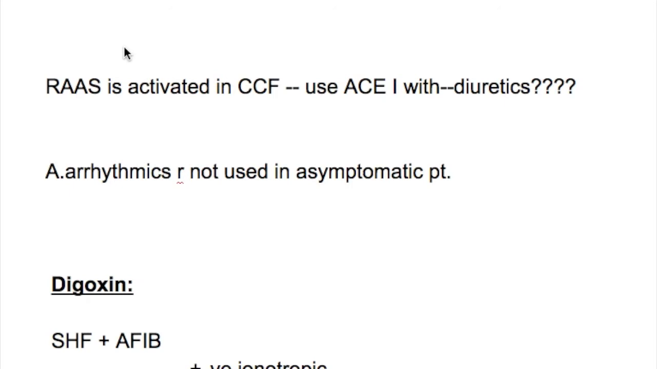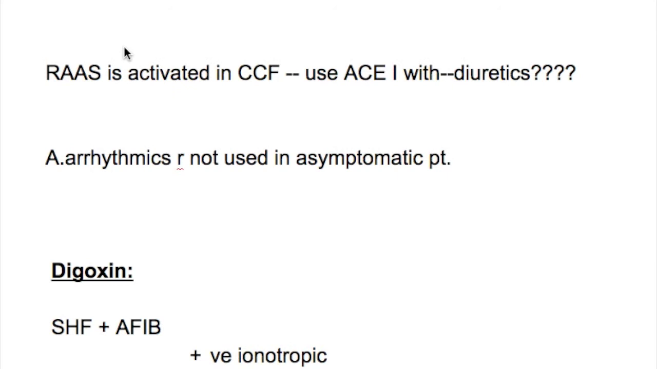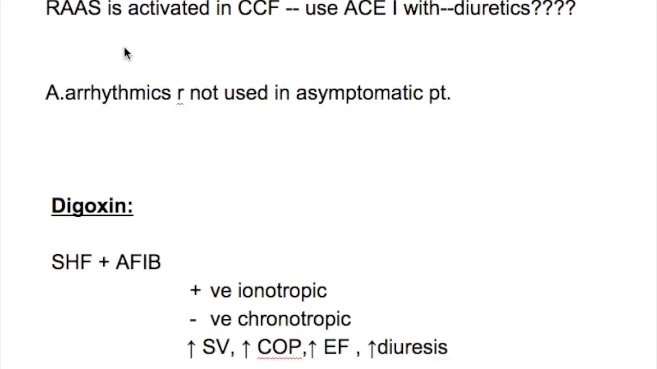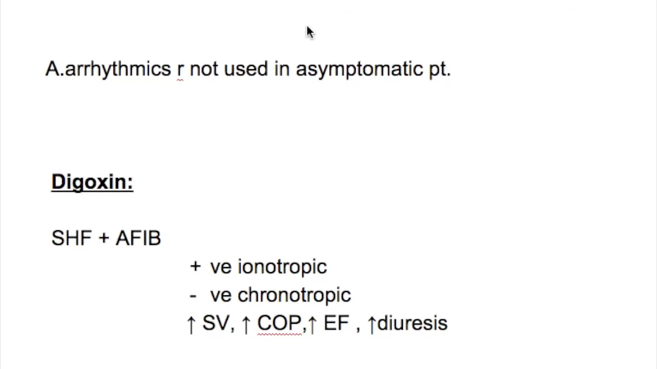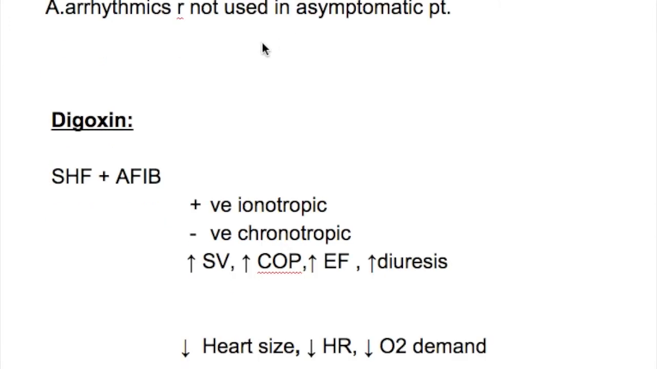Why in congestive cardiac failure are diuretics used with ACE inhibitors? Because in congestive cardiac failure, the renin-angiotensin aldosterone system is activated. There is increased sodium reabsorption, increased blood volume, and increased load on the heart. So diuretics are used to remove the increased fluid from the body. Which antiarrhythmic is used in heart failure if the patient is asymptomatic? In an asymptomatic patient, antiarrhythmic drugs are not used.